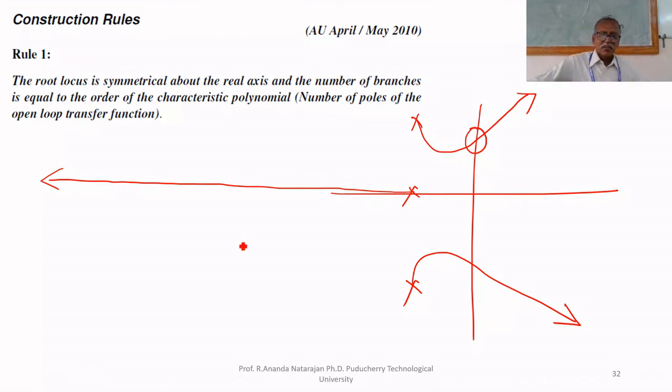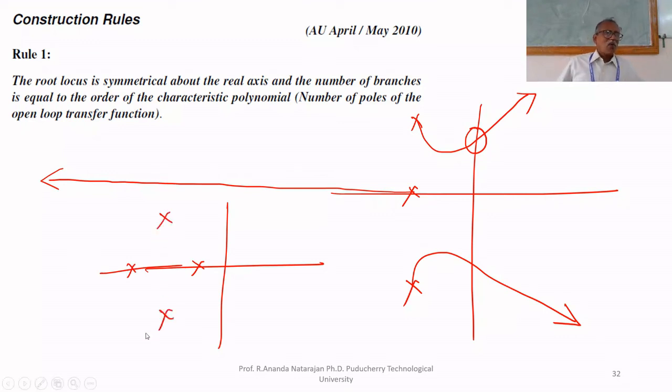Fourth order: suppose I am having a fourth order system. Two poles are here, another two poles are here. What is the locus of poles? For each value of K, I have to calculate the poles and plot them. Is it possible? No. That's why there is a procedure to draw the rough root locus.